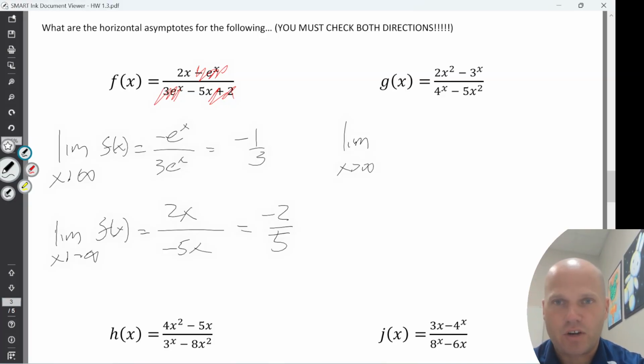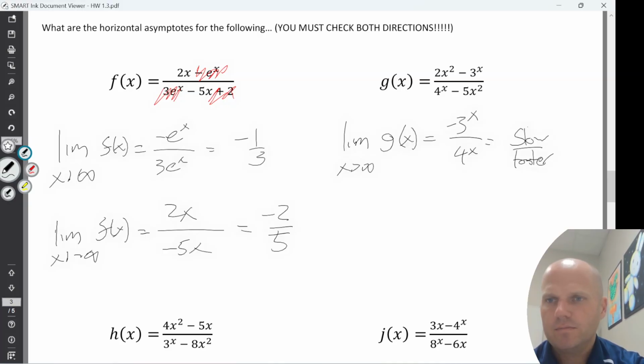asymptotes, is depending on the direction, we worry about different things. If I go towards positive infinity, I would only care about the negative 3 to the x and the 4 to the x. This is a slower over faster. 3 times 3 times 3 times 3. 4 times 4 times 4 times 4. Slower over faster. 0. If I go in the other direction, well, now I wouldn't care about this because this is 0.